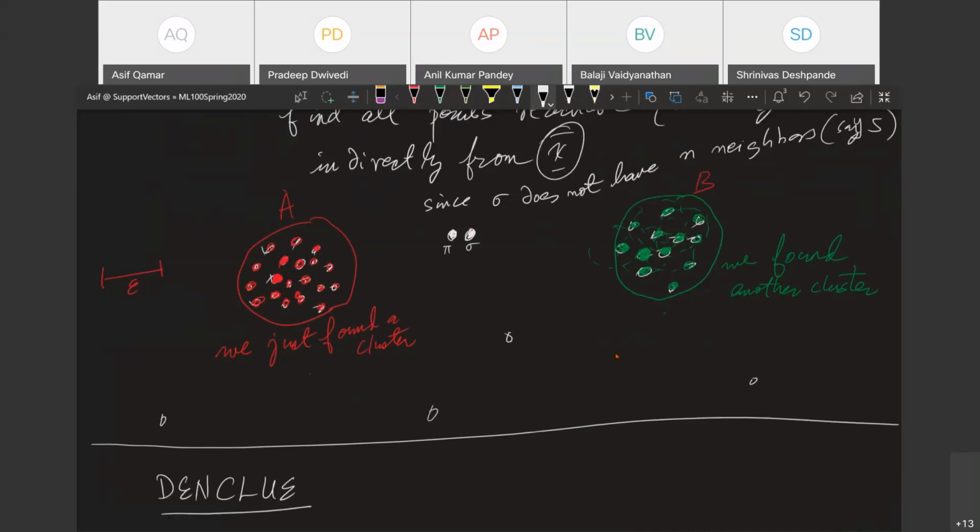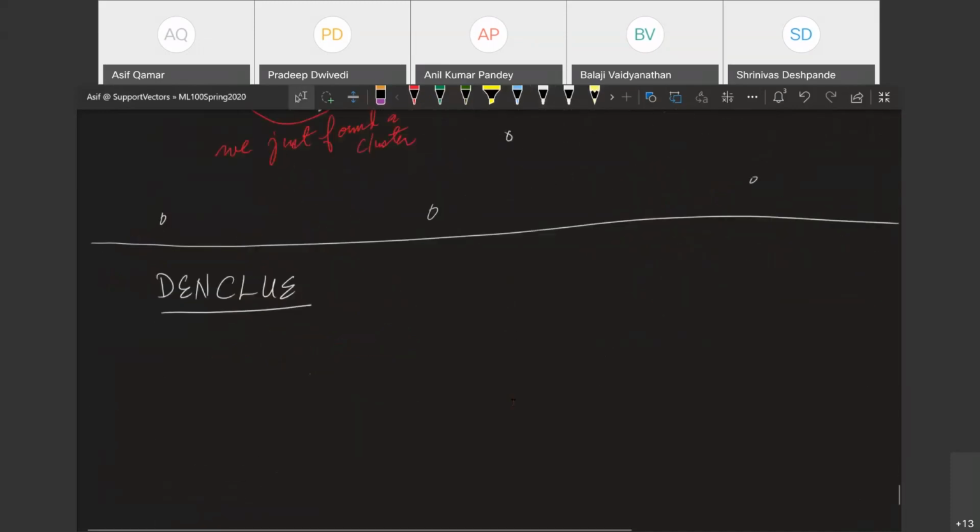DENCLUE is already into DENCLUE 2.0, and Google has a very high-speed implementation and so forth. This is one of the very beautiful density-based clustering algorithms. I'm going to talk about it.